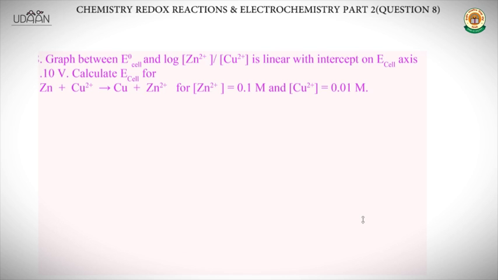Now what we have to do is calculate the E cell for the given reaction, Zn plus Cu2 plus gives Cu plus Zn2 plus, for the Zn2 plus concentration of 0.1 molar and the Cu2 plus concentration of 0.01 molar. So Tushar, please take us through this question.